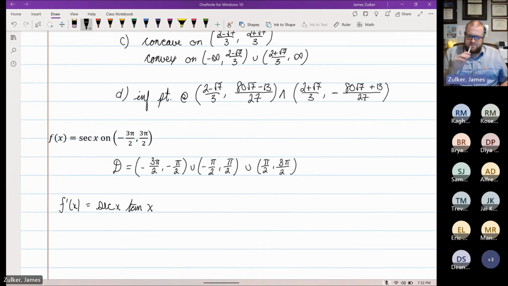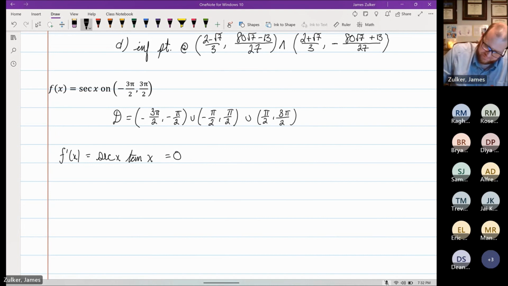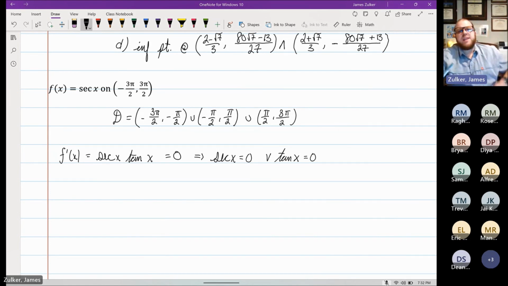Derivative of secant is secant tangent. So both secant and tangent have the same domain. So this is defined everywhere on our domain. We just set it equal to 0 and solve. We get either secant is 0 or tangent is 0. But secant cannot be 0. So that leaves us with tangent being 0.